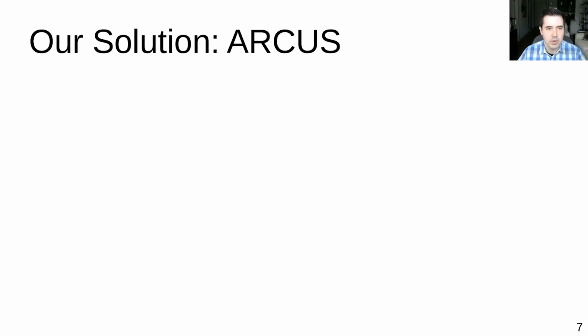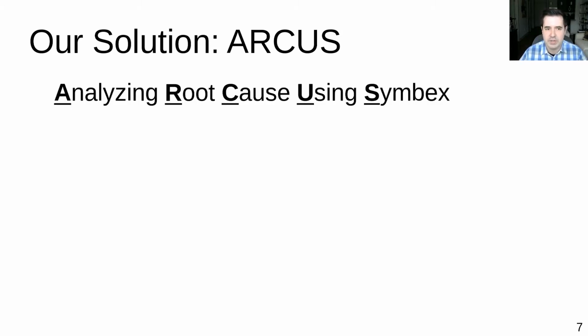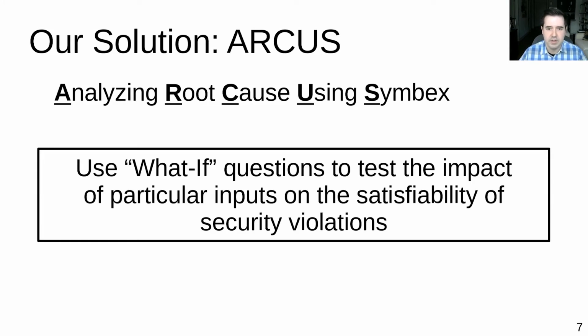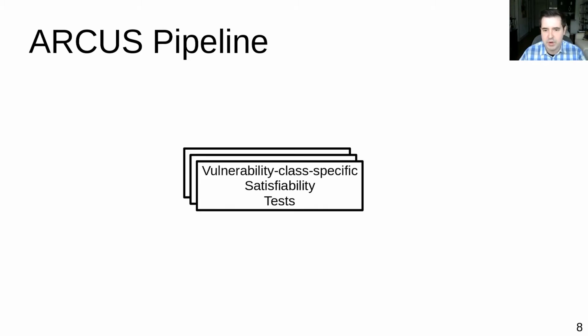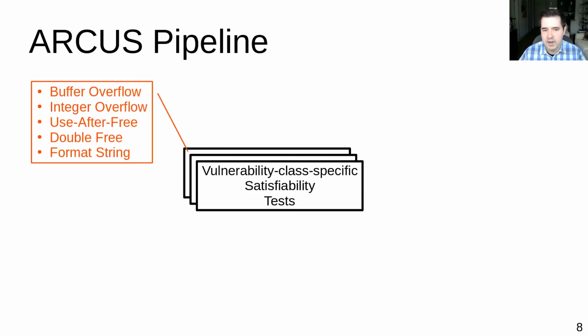So in this work, we propose a solution called ARCUS, which stands for Analyzing Root Cause Using Symbex. And the key idea of ARCUS is to use what-if questions to test the impact of particular inputs on the satisfiability of security violations. In more detail, the way that ARCUS works is we propose a series of vulnerability class-specific tests, which if satisfied are indicative of a bug, and in this work we implement tests for buffer overflow, use after free, and other common memory corruption vulnerabilities.